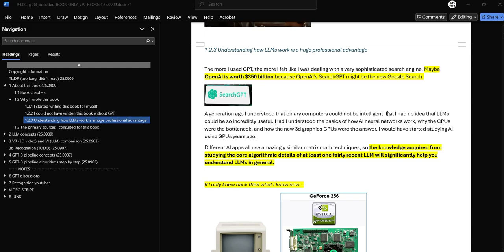And understanding how LLMs work is a huge professional advantage. OpenAI is worth $350 billion, at least it was a few weeks ago, because I think it's going to be the new search engine. So if I had understood AI neural networks in the past, I would have started studying AI years ago. But I really couldn't get to the gist of how all this works until I had ChatGPT to help me. So ChatGPT is not intelligent, it's not perfect, but well, I tell you, it's just revolutionary.